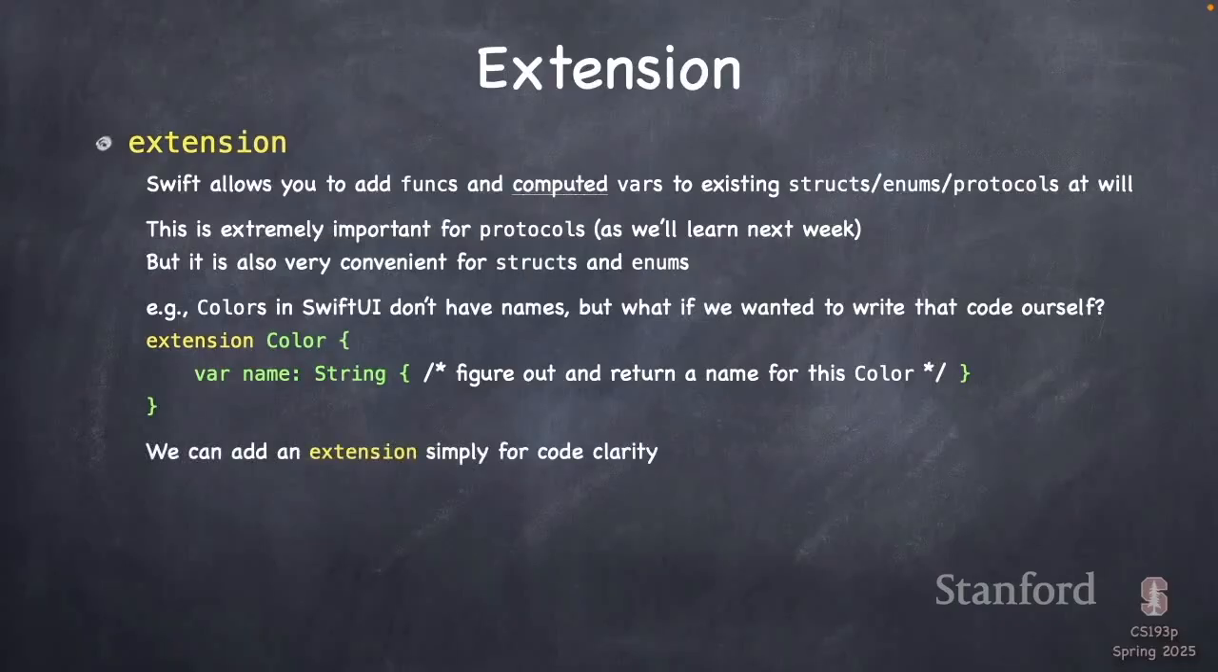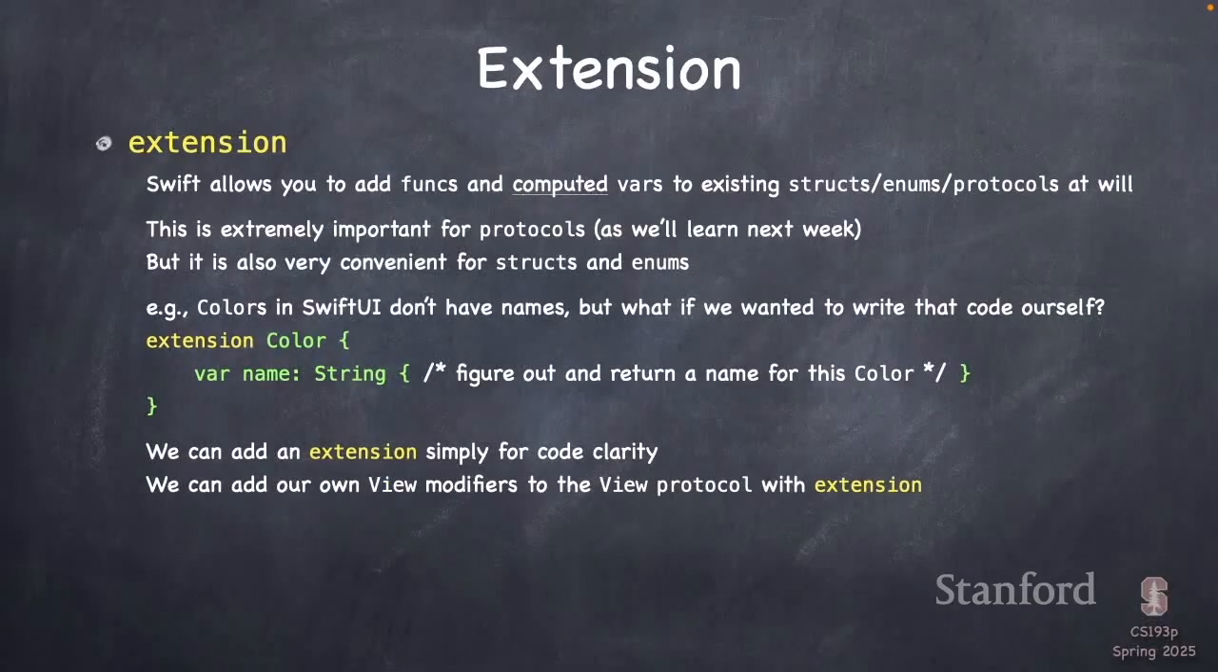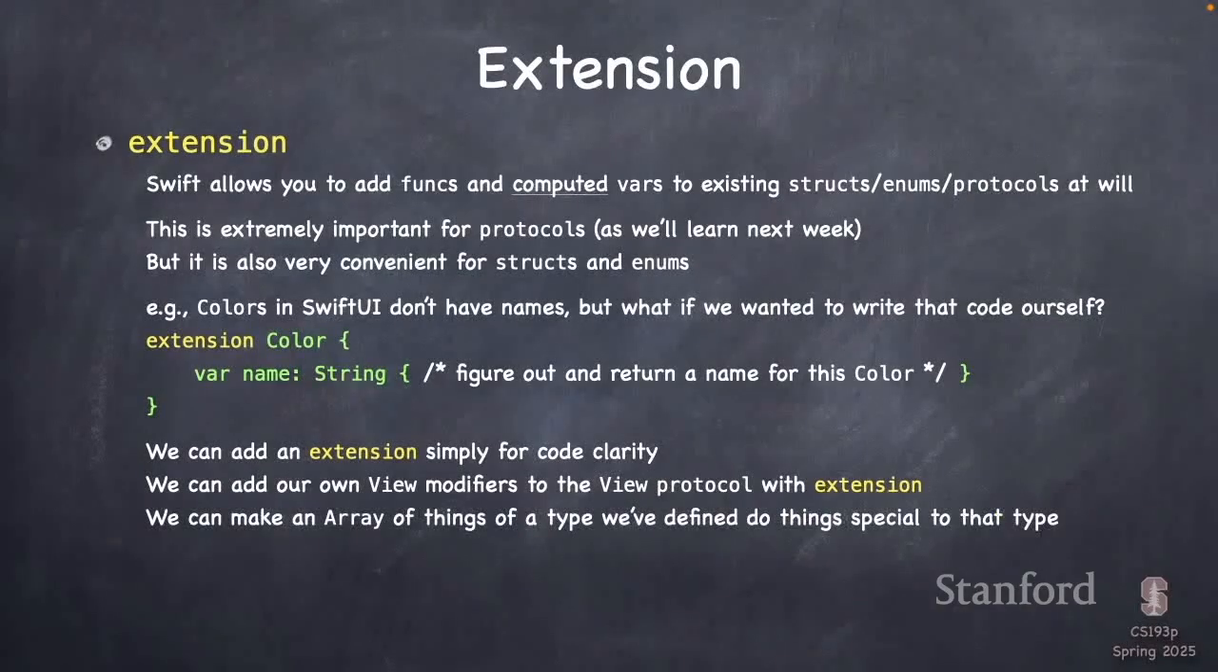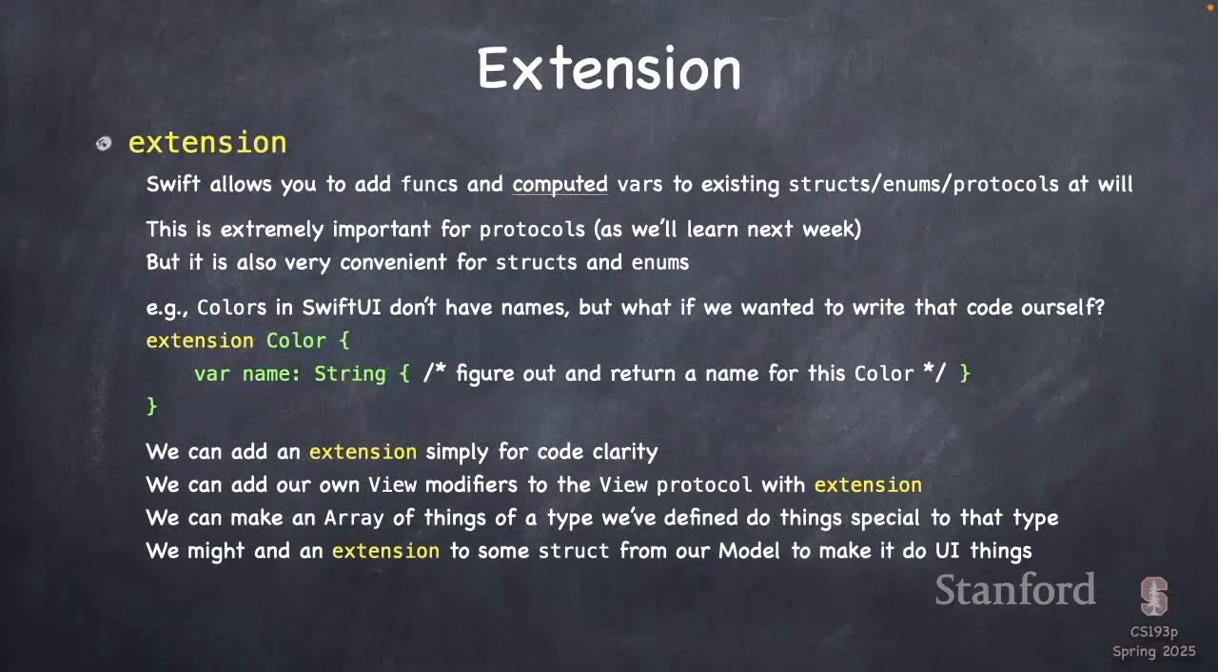And so sometimes we add extensions to simplify code, just to make our code read a little more clearly. We can add our own view modifiers to the View protocol. There's no reason we can't add some too. Usually we would add one that combines other ones. Sometimes we'll make an array of things of a certain type, like if we had an array of Match. Wouldn't it be cool if I could add a var exactCount that would just return the number of exacts in there? And we also sometimes use extension to add UI code to our model.